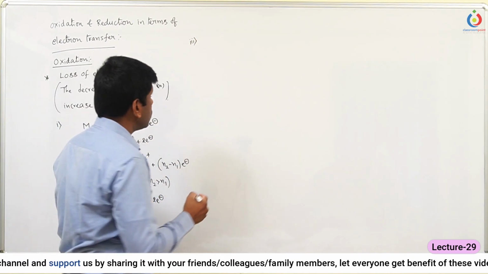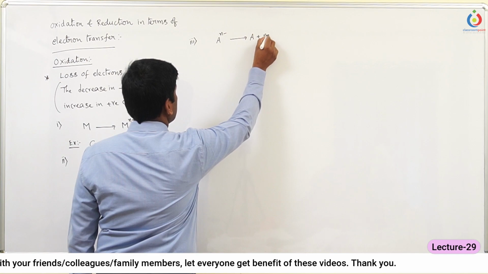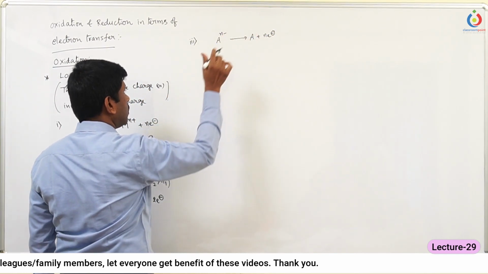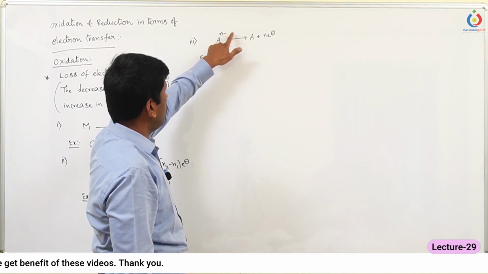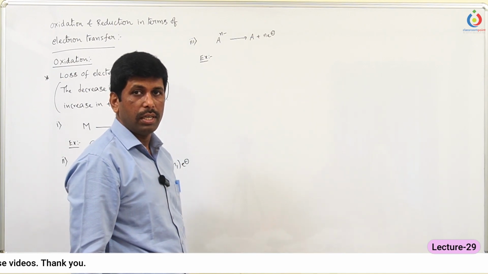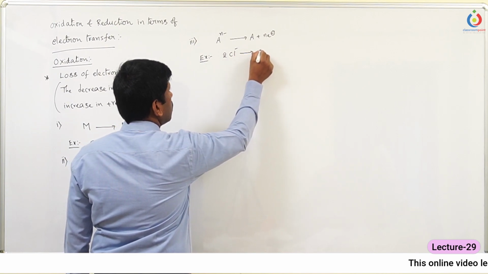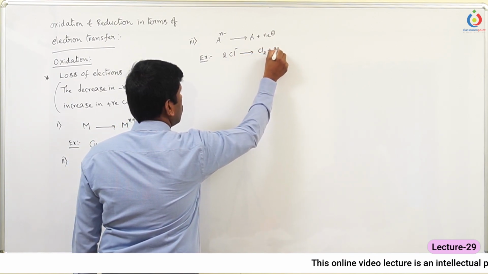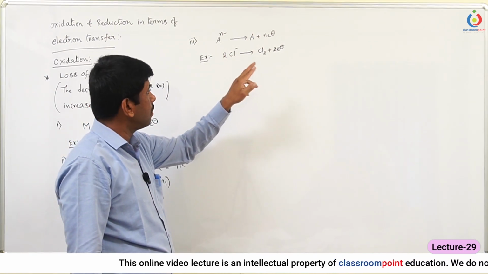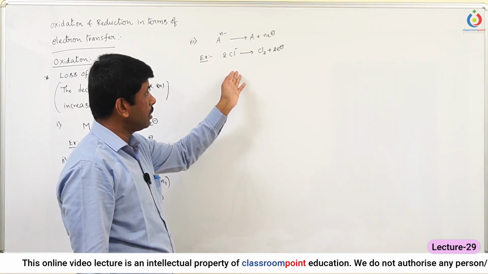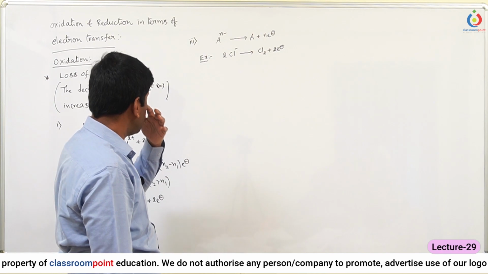Then what about the anions? A^n- converts into A plus n electrons; all the electrons are lost. In the example, you can see the negative value converted to 0. Negative to 0 means the value increased, so it is an oxidation. Let us take 2 Cl minus ions converted to Cl2 by losing 2 electrons. Each Cl minus loses 1 electron, so the 2 chloride ions lose 2 electrons. Finally the molecular form, Cl2, is produced.